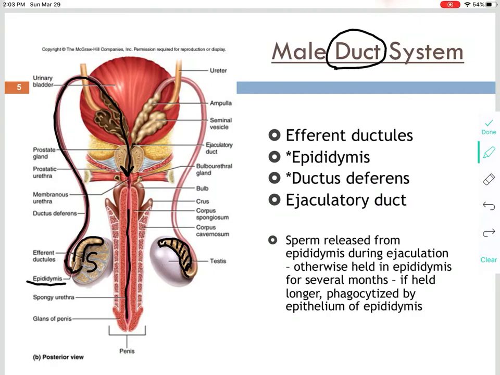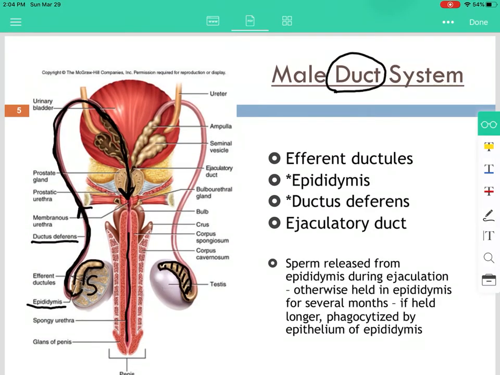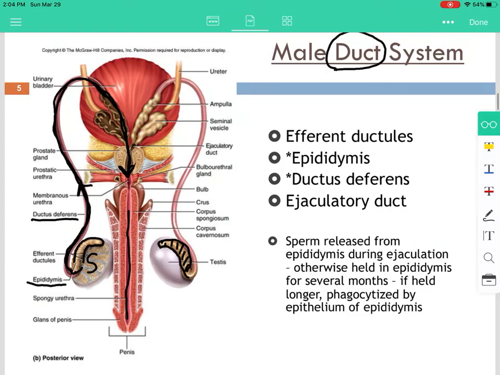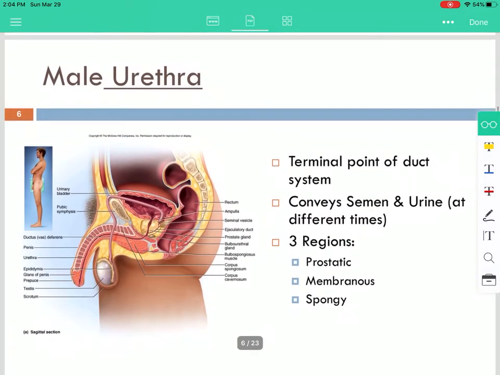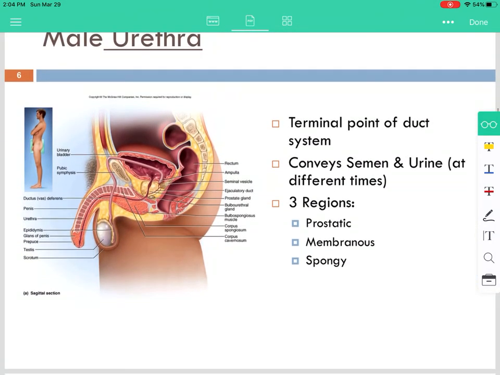When there is ejaculation, the sperm is going to leave the epididymis and travel up through the ductus deferens, or vas deferens. You may have heard it as vas deferens. And the ductus deferens leads us all the way up here, through an ejaculatory duct down towards the penis. So make sure you review the order of structures that sperm travels through.